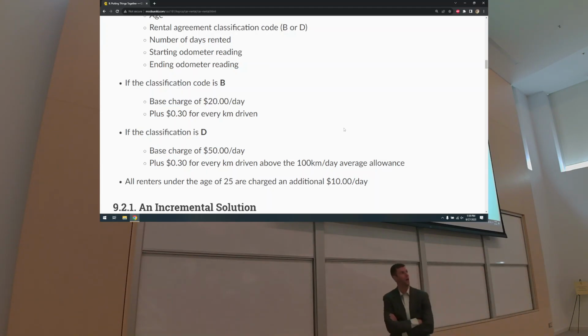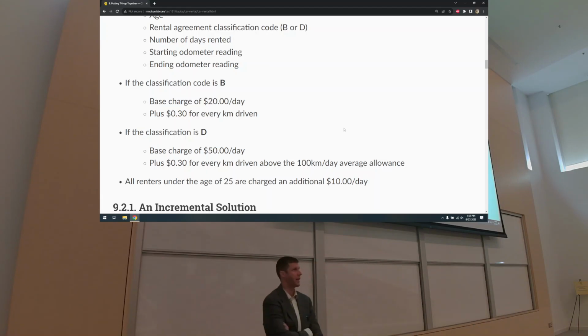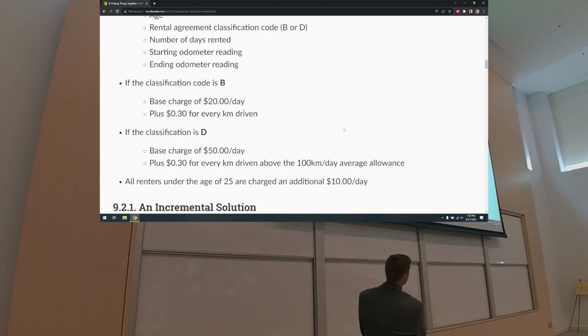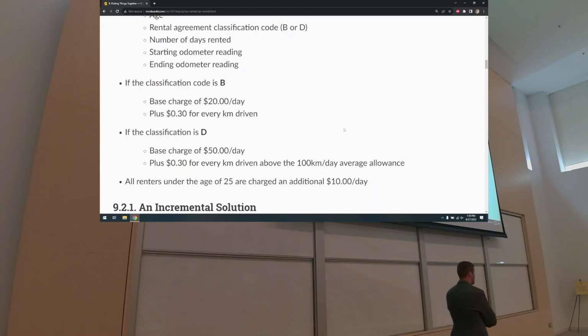First, let's understand the problem. Before we can start writing code, what's the problem? Well, we'll get their age. That'll be helpful for knowing if they're under 25, right? That's easy. Their rental agreement classification, well, that will dictate which calculation I use. The number of days they rent, well, that'll help us calculate the average number of kilometers they drove a day. Starting and ending odometer reading, well, that'll tell us how many kilometers they drove. So these are all pieces of information we're going to need, and that will help us solve this problem.